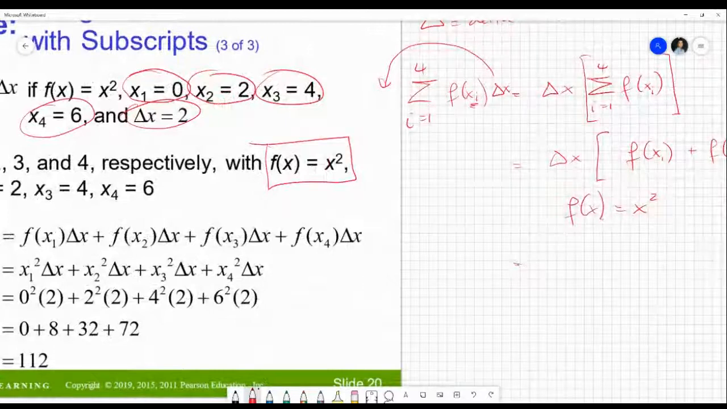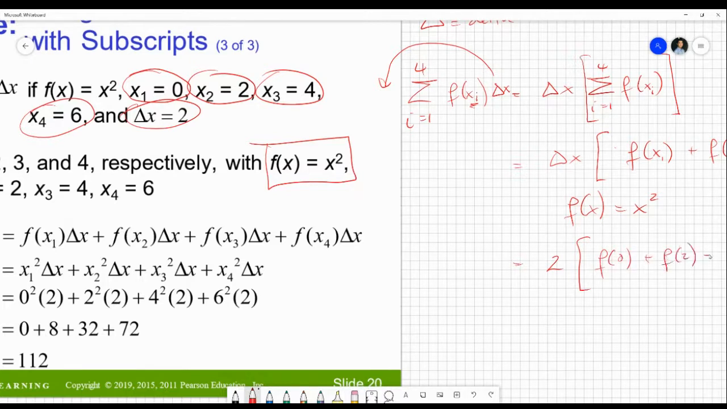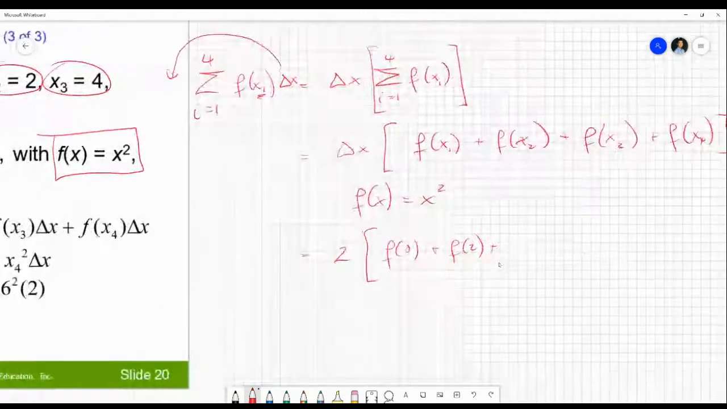All right, so now we can evaluate. We know that delta x is 2. Now, x1, x2, x3, x4, they also give us that those are 0, 2, 4, and 6.